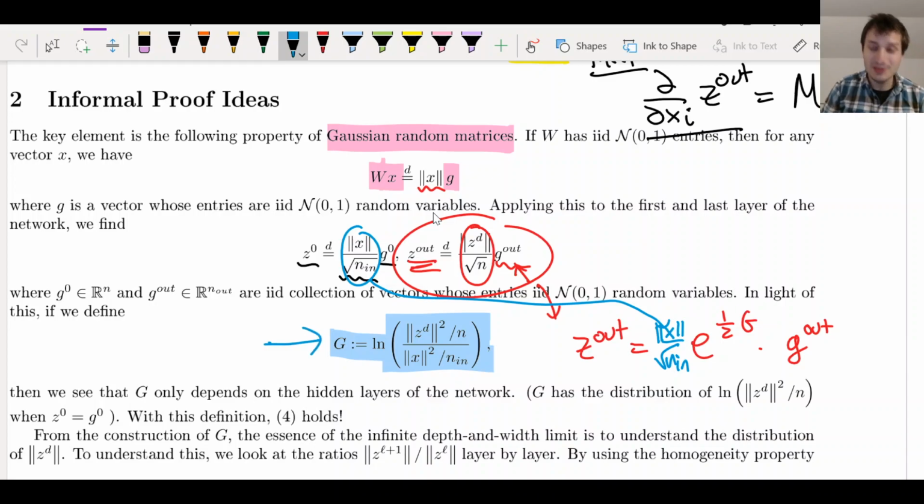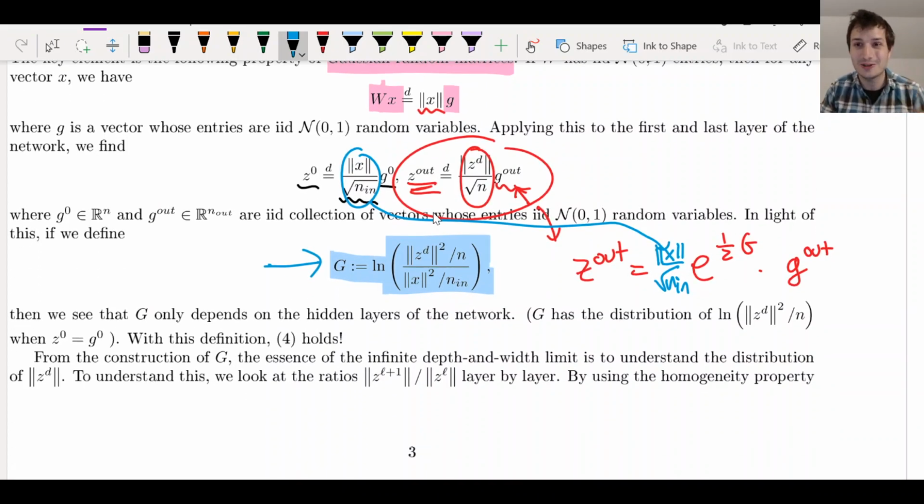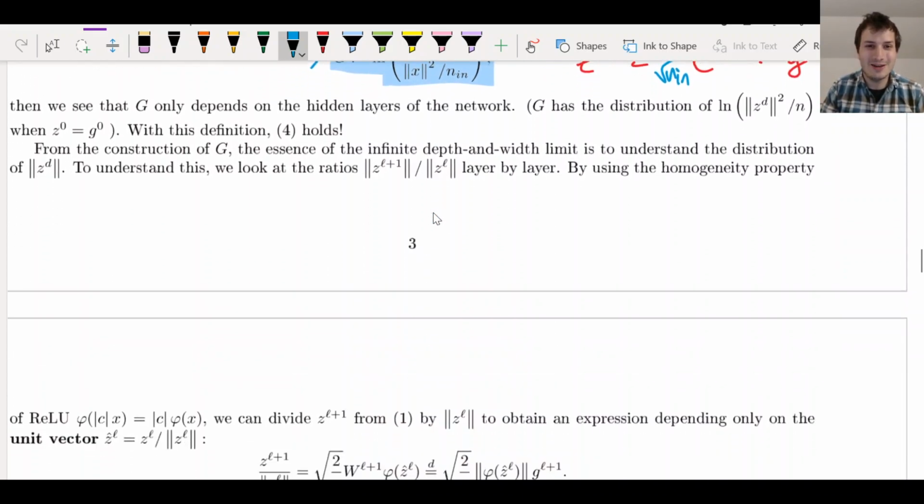That's where all the magic happens, proving that G is a Gaussian vector, or sorry, a Gaussian scalar. So proving that G converges to a Gaussian scalar. So how are we going to prove that it converges to a Gaussian? We're going to use the central limit theorem. That's how we prove everything converges to a Gaussian. We use the central limit theorem. So let's see how that goes.